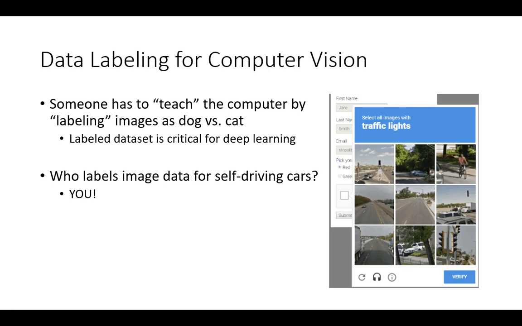Every time when you try to create a new account or sign up for something online, a lot of times they will ask you to pass this little quiz, right? Select all the images with traffic lights, for example. And when you're doing that, you're actually labeling these self-driving car images for these companies.